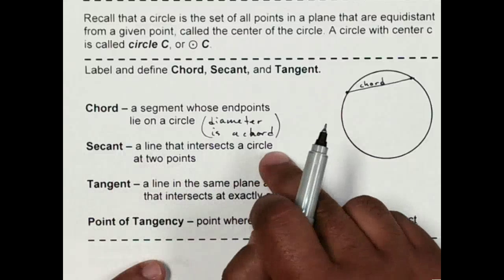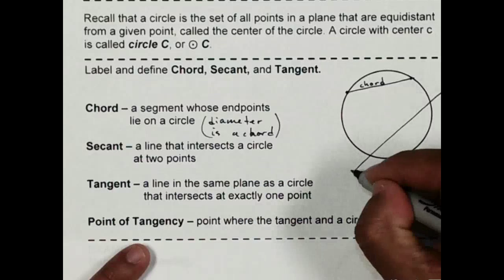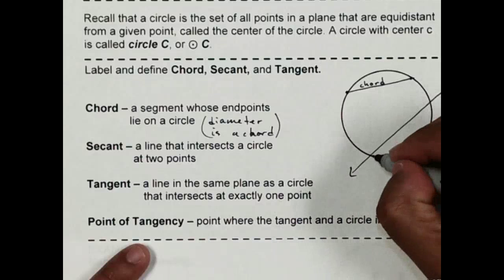A secant is a line that intersects a circle at 2 points. So that would be something where it actually crosses and goes past 2 points.